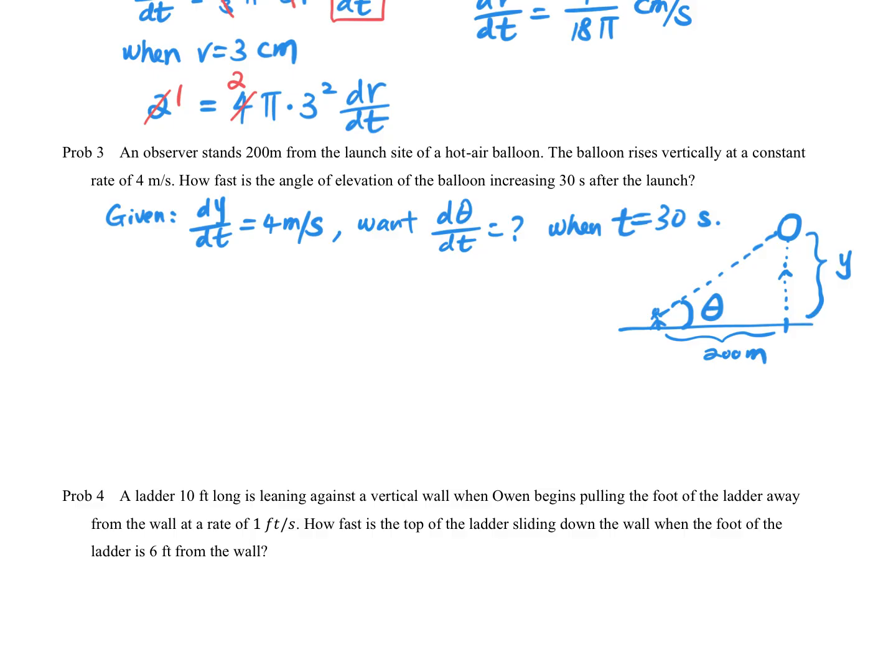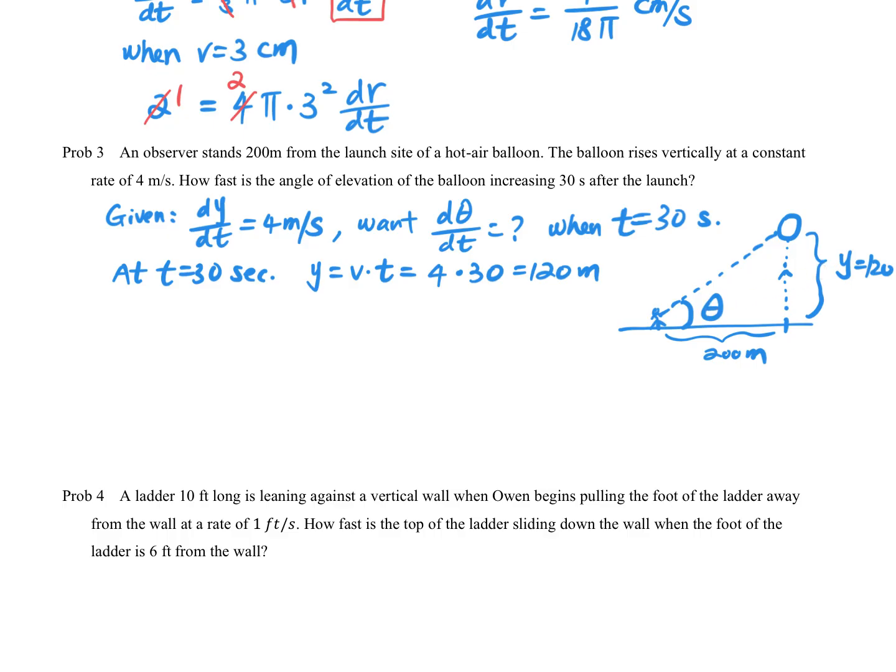So I'm going to write this at time 30 seconds. The y is actually v times t, the v is 4 times 30 seconds, which is 120 meters. So therefore, this is actually 120 meters. And now, again, a function that links these two together.